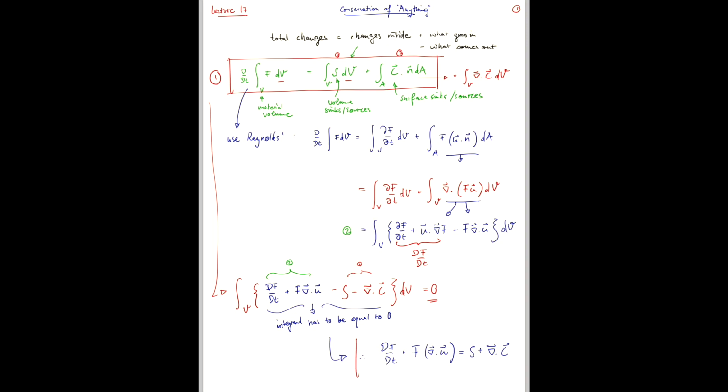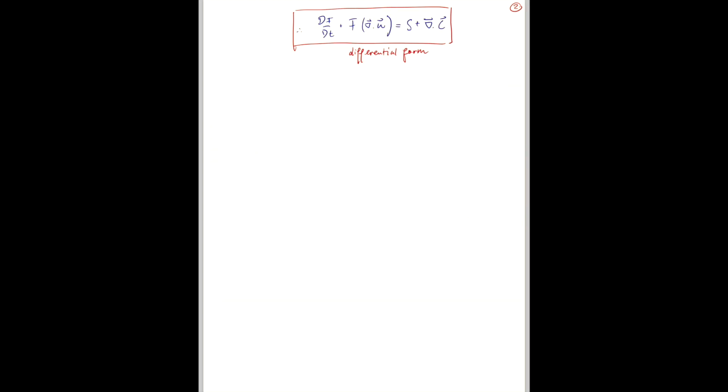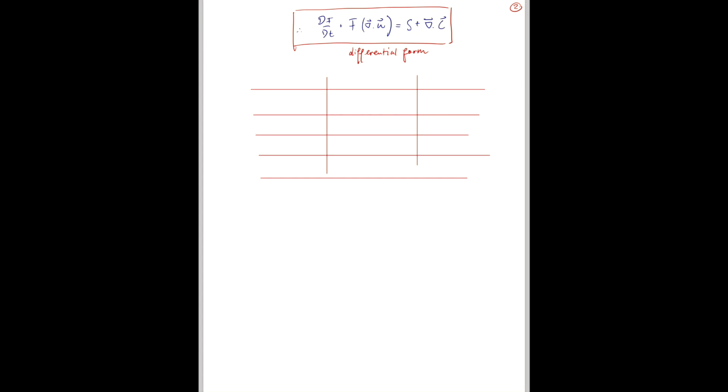And this is our differential form of the conservation of an arbitrary field f here. And up top here we had the integral form. And I'll talk quickly about what examples we have for these different f, S, and C.